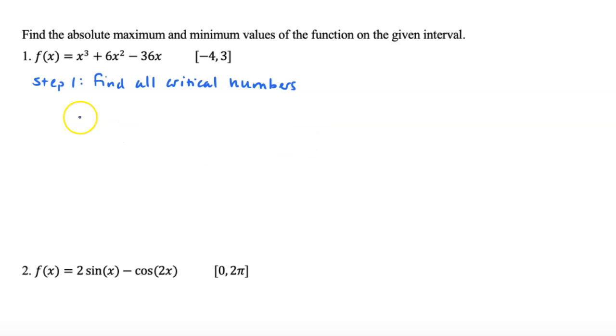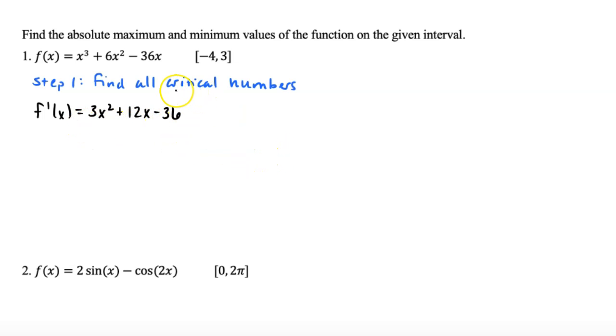And so to do this, I want to start by finding the derivative of f of x. The derivative, f prime of x, is going to be equal to 3x squared plus 12x minus 36. So just using that power rule for all three terms.